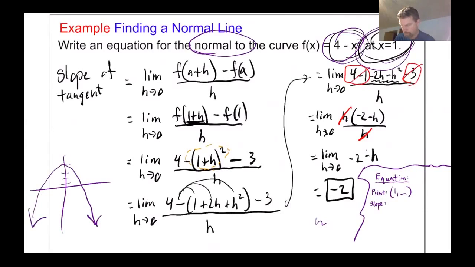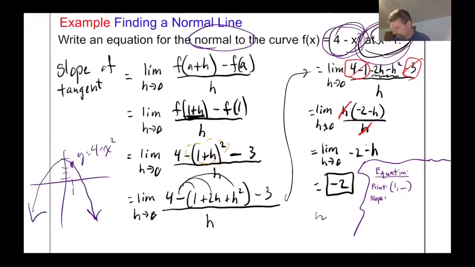right? When I plug a 1 in, I land right about here. I can find out by just plugging it into my 4 minus x squared. Plug a 1 in there, 4 minus 1 squared, oh, that's 3. So the point is going to be 1 comma 3.